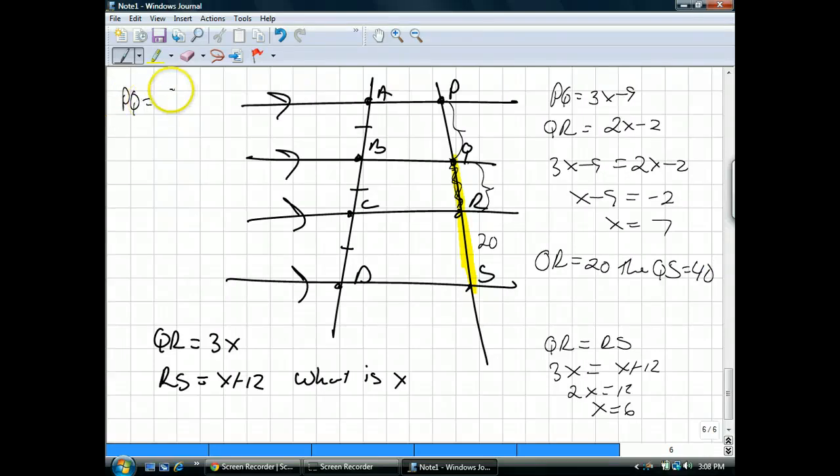So if PQ equals 6, then what is PR? Okay, so if PQ equals 6, so that's this. And PR is this, so that's double. So we have to multiply 6 by 2, so we would get 12. And how about PS? Well, PS is 3 of those segments. So if we multiply 6 by 3, we get 18.